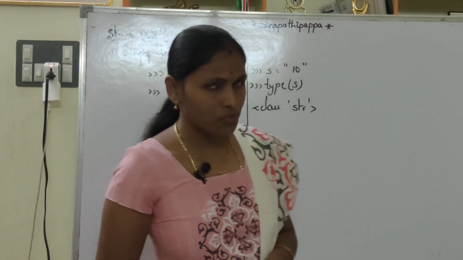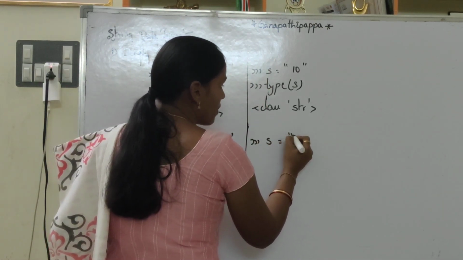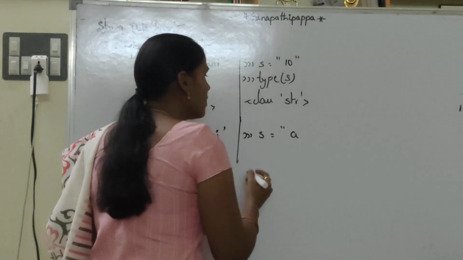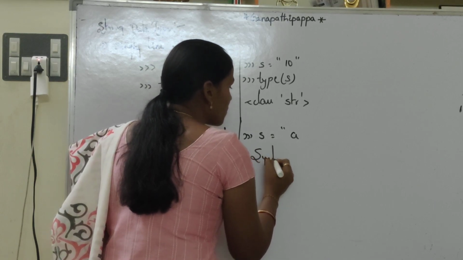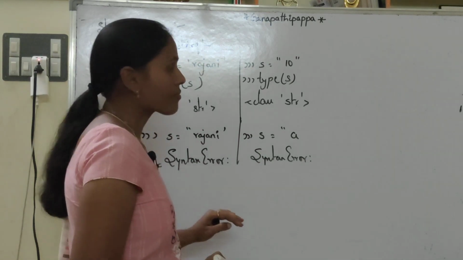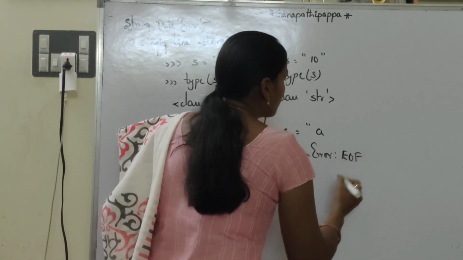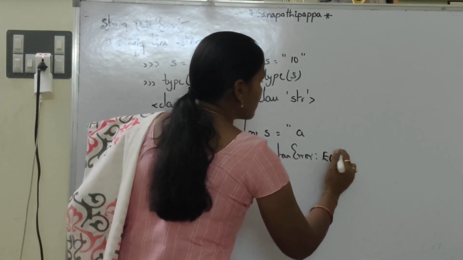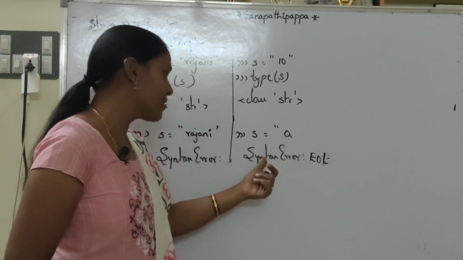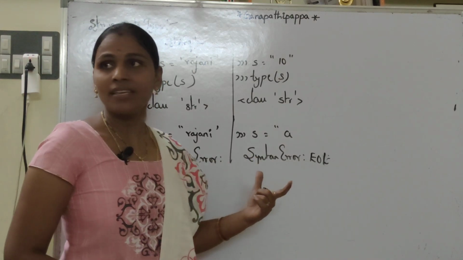What is multi-line string? If you are taking this one also, s is equal to some a. If you want to enter one more line, then immediately we will get syntax error, because at end of file, compulsory we should close the double quotes, otherwise immediately we will get syntax error. This is the single line string.